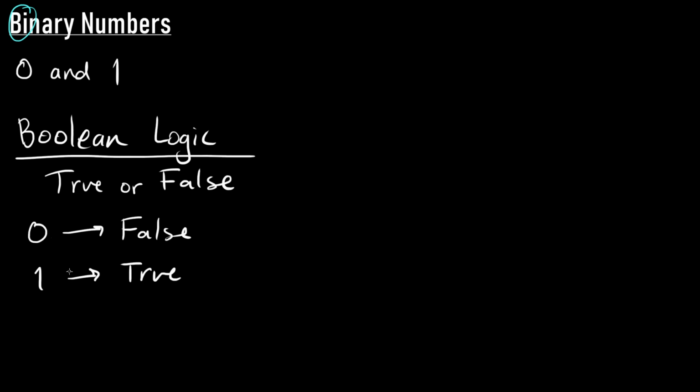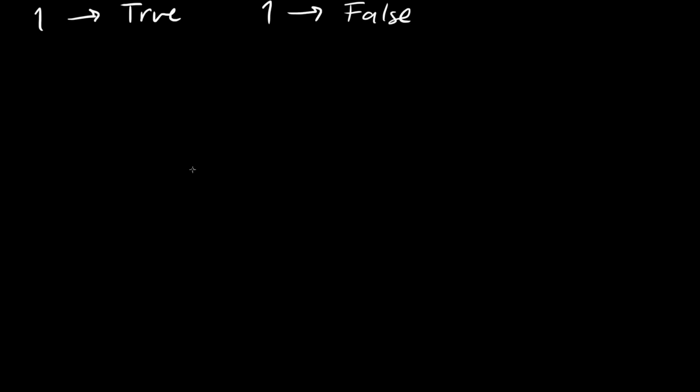And this is not the only mapping, of course. Another mapping could just be 0 is true and 1 is false. It doesn't matter which way you do it, as long as you're consistent throughout the whole thing. Then another one is to create a number system. Binary numbers can be used to create a number system.